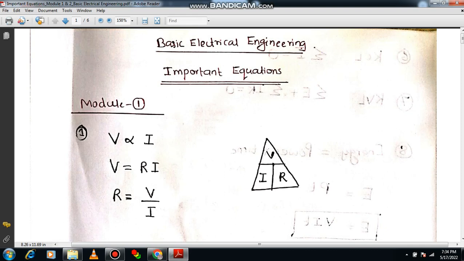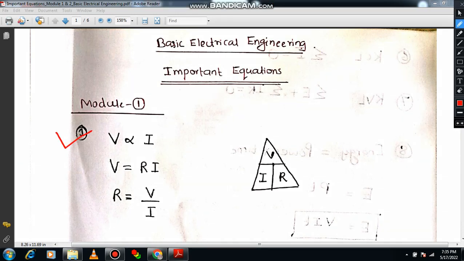In this session, you will be learning the most important equations which belong to Module 1 and Module 2. Before going to the examination, I request everyone to go through these equations. This may be helpful for writing the theory part or some numerical examples, etc. So please go through the particular equations and note them down accordingly. Let us start discussing that.